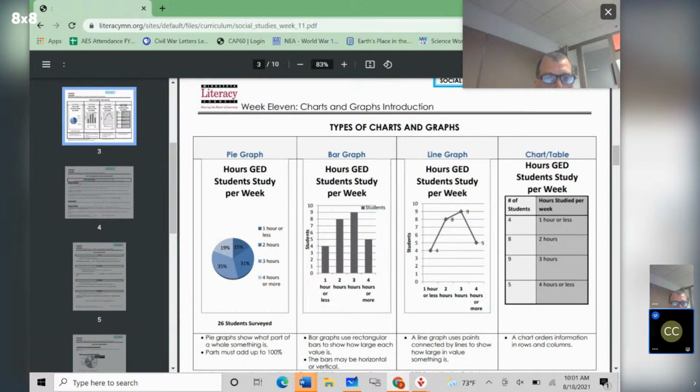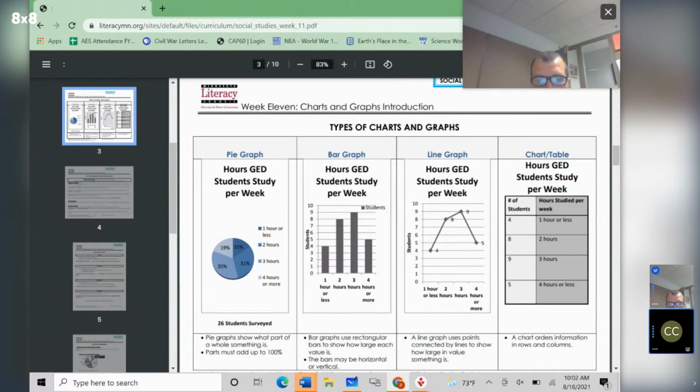So you can see that the majority were at 35%, and that was, I believe, 3 hours. And the smallest portion was the 15%, and that was 1 hour or less. And if you look over on the bar graph, you can see that 3 hours was the most, 2 hours was second, 4 hours or more was third, and 1 hour or less was last. And over here, you can see the same thing.